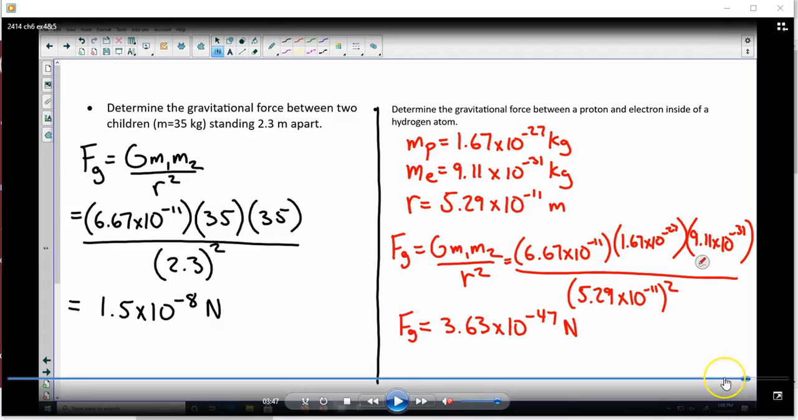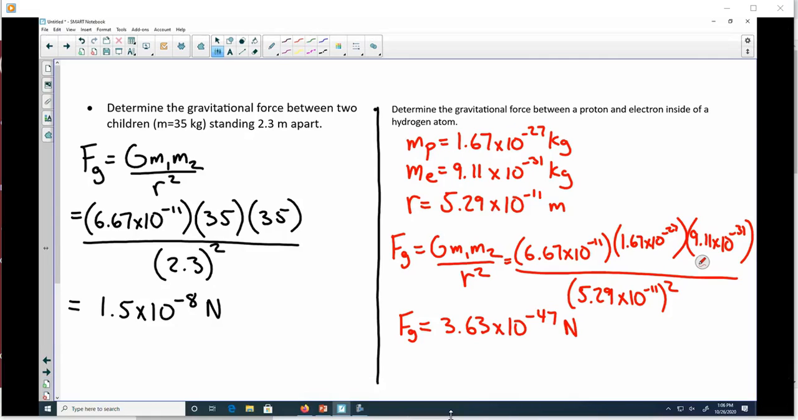So recognize that this is a really, really small force, but it's not zero, and it never will be zero. Any two objects with mass, separated by any distance, there will always be a gravitational force between them. Even if that value is essentially zero, it's not zero. Always keep that in mind whenever anyone tells you that there's no gravity in space or there's no gravity somewhere. Gravity is everywhere.